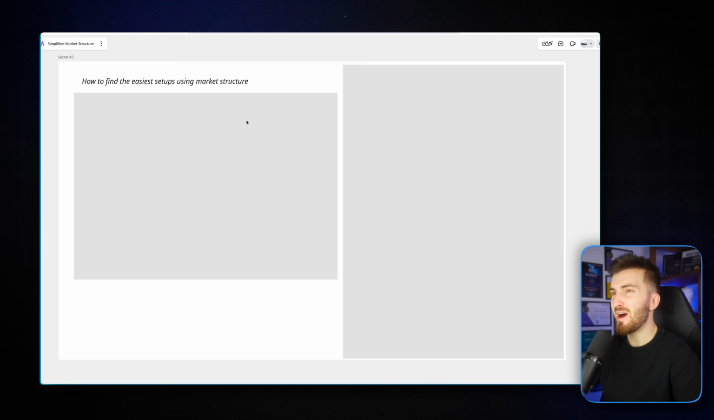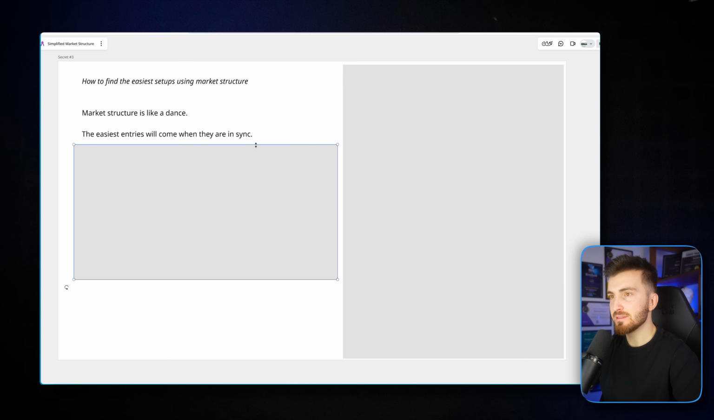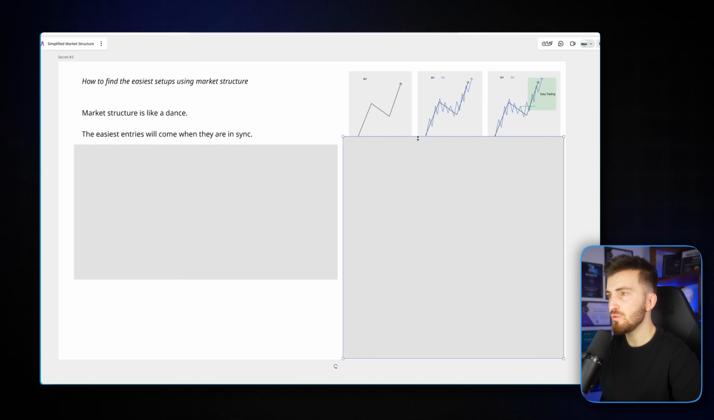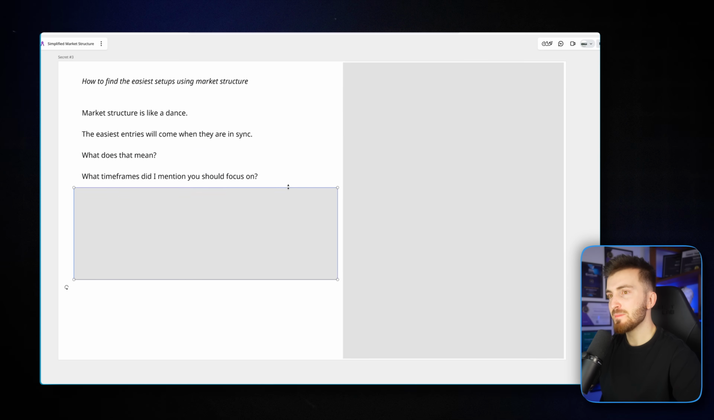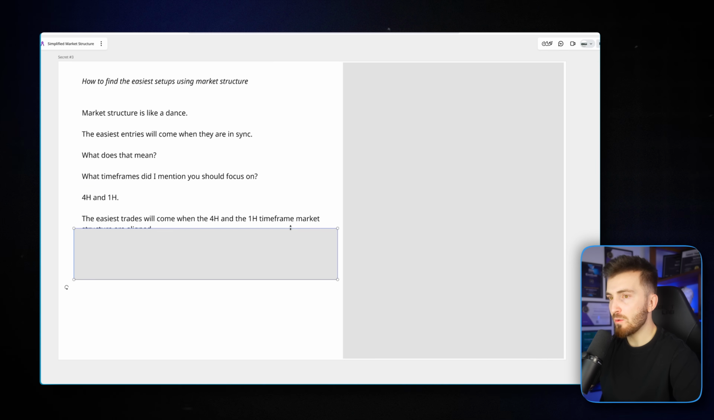So here's how to find the easiest setups using market structure. Here's the thing. Market structure is like a dance. The easiest entries will come when they are in sync. Because here's the truth. Sometimes the 4-hour is bullish, but the 1-hour is going to be bearish. And what does that mean? What time frames did I mention that you should focus on? The 4-hour and the 1-hour. And the easiest trades will come when the market structure of the 4-hour and the 1-hour are aligned.